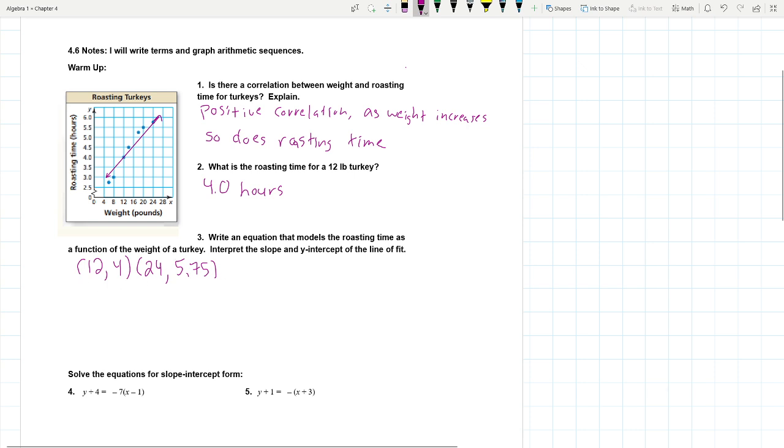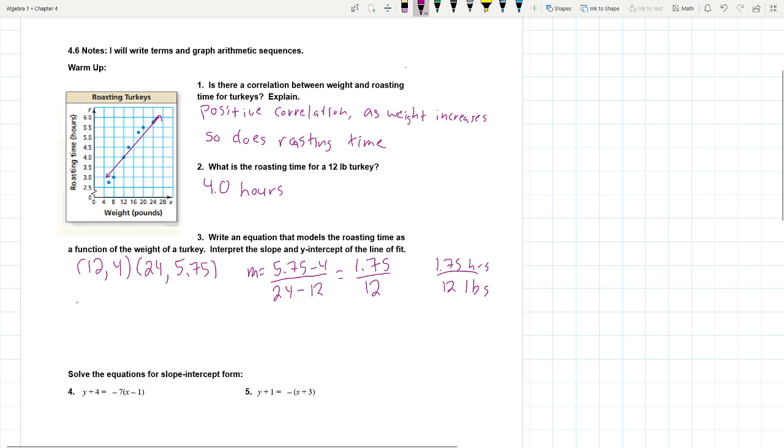Going on from that, I'm going to find my slope. So my m is 5.75 minus 4 divided by 24 minus 12. That equals 1.75 divided by 12. What this means is 1.75 hours for every 12 pounds. That's what this slope means.